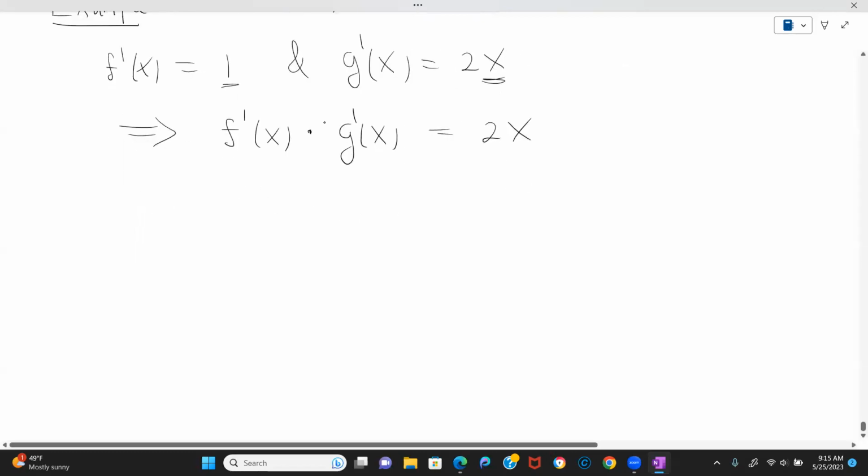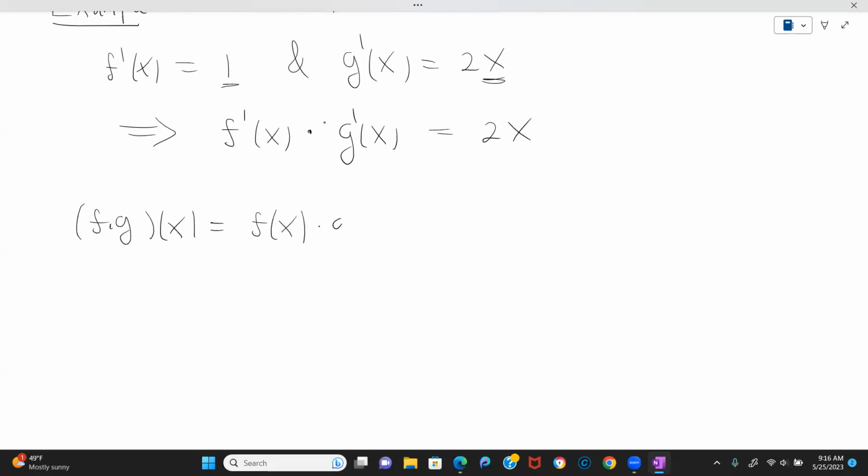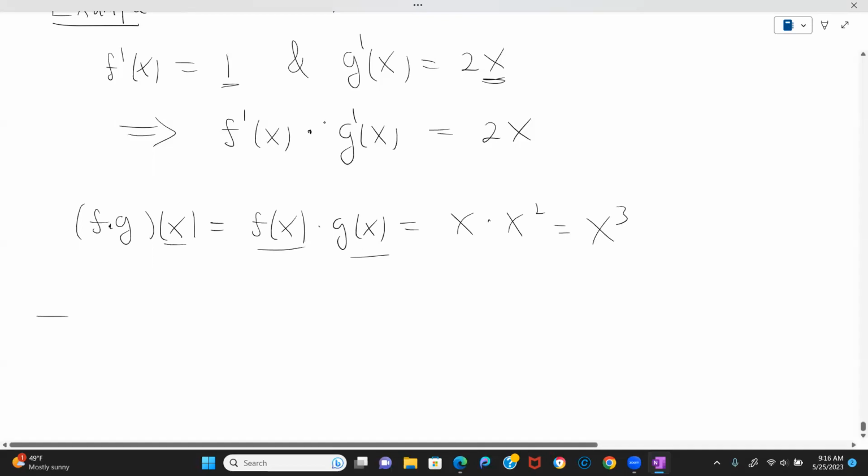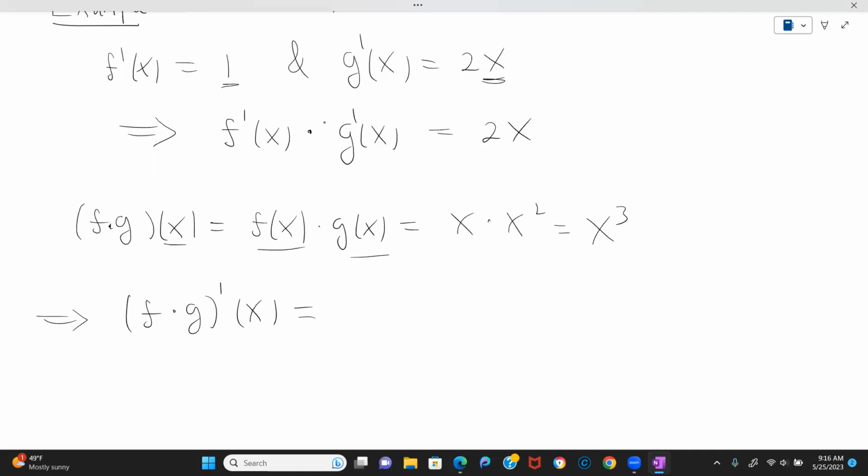Now, what is the product of the functions? So f times g at x. Well, remember, by definition, it's the product of the functions individually. So f times g evaluated at x is going to be equal to f of x times g of x. And that's going to be x times x squared, which is going to be x cubed. So if you take the derivative of f times g at x, you're just going to differentiate x cubed, which by the power rule is 3x squared, and that's definitely not always equal to 2x, right?